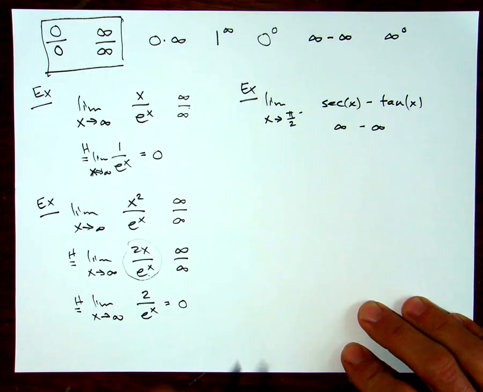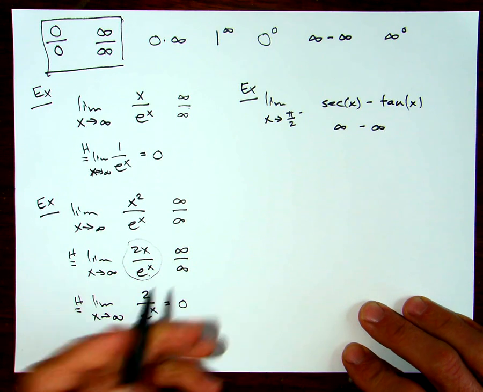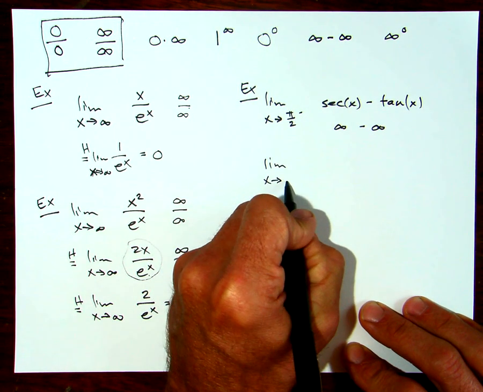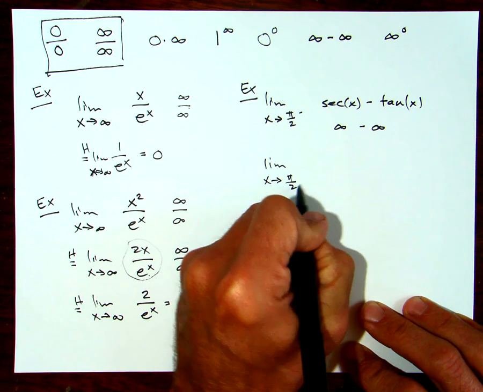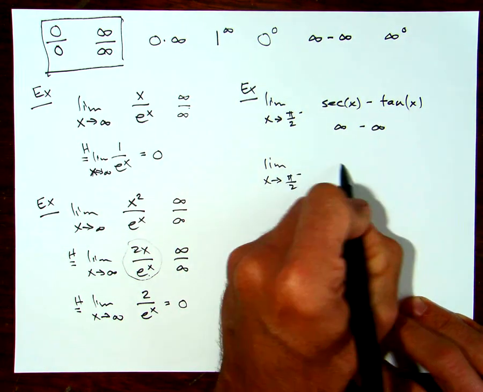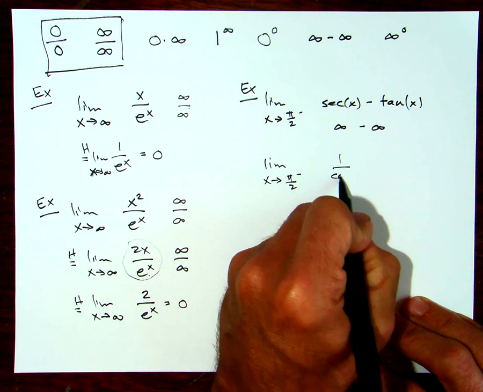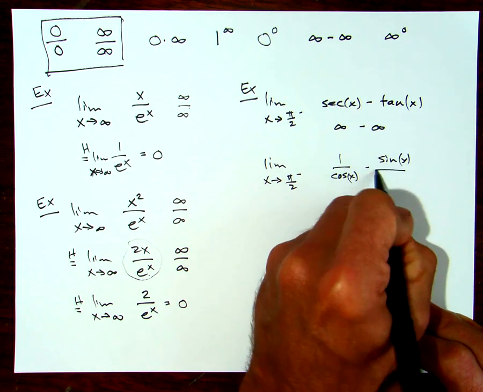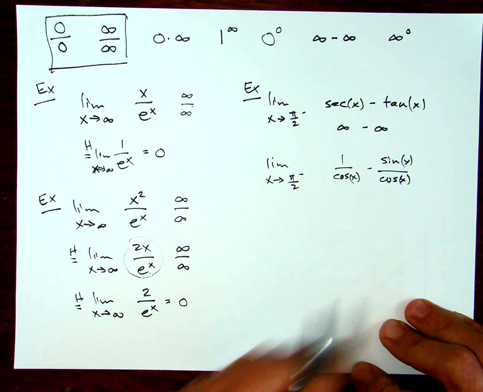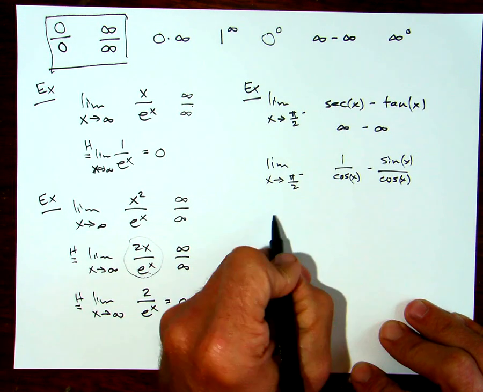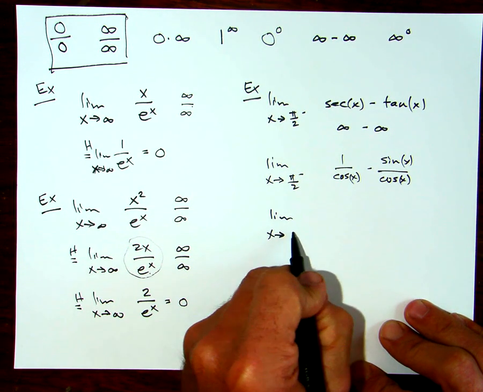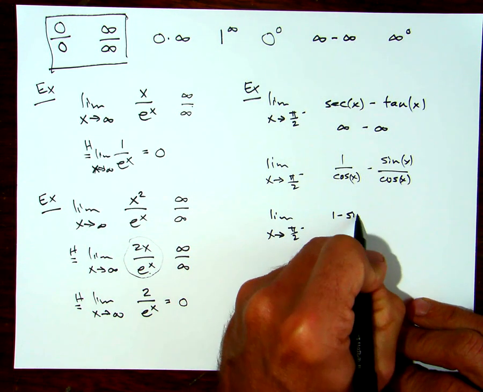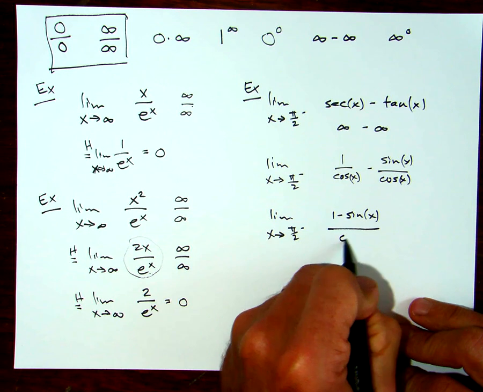All right? So what I'm going to do first is, well, we'll just rewrite this. And let's think about what secant is. Secant is 1 over cosine, and tangent is sine over cosine. So if I rewrite it that way, notice I have a common denominator, so I can rewrite this as the limit as x approaches pi over 2 from the left of (1 minus sine x) over cosine x.